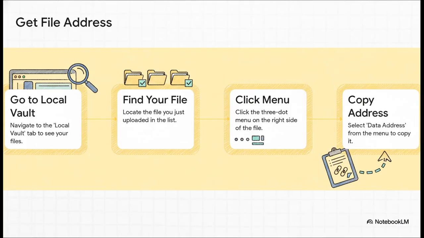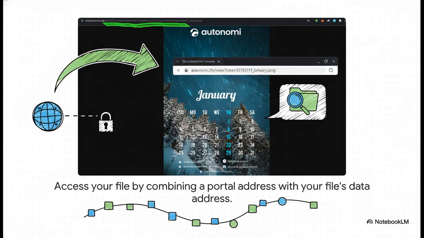Finding your file's new home on the network is a piece of cake. Just navigate over to the Local Vault tab, find your file in that list, click on the little three-dot menu on the far right, and then select Data Address. That automatically copies the file's unique network address right to your clipboard. And this is the payoff. By taking that address you just copied and combining it with a portal URL, you can see your file in any normal web browser. The link you create, just like the example you see here, points directly to your file out there on the decentralized network.